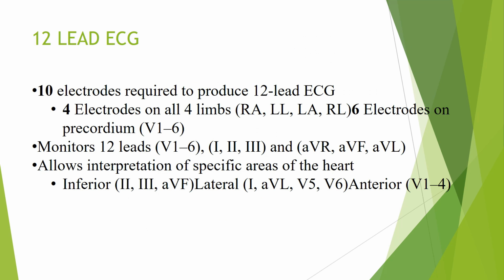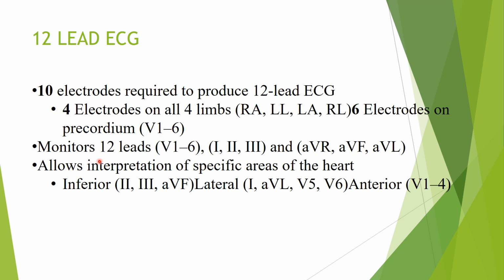Next is a 12 lead ECG. So 10 electrodes are required to produce a 12 lead ECG, and these 10 electrodes include 4 limb electrodes and 6 chest electrodes. The 4 limb electrodes are placed on the right arm, left leg, left arm and right leg, and the 6 chest electrodes are called precordial electrodes or chest electrodes.